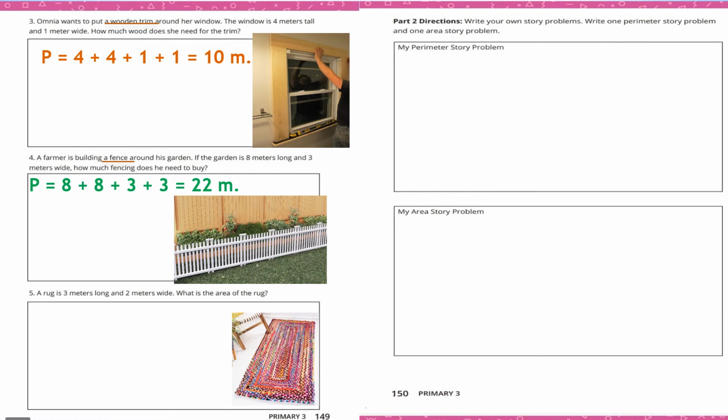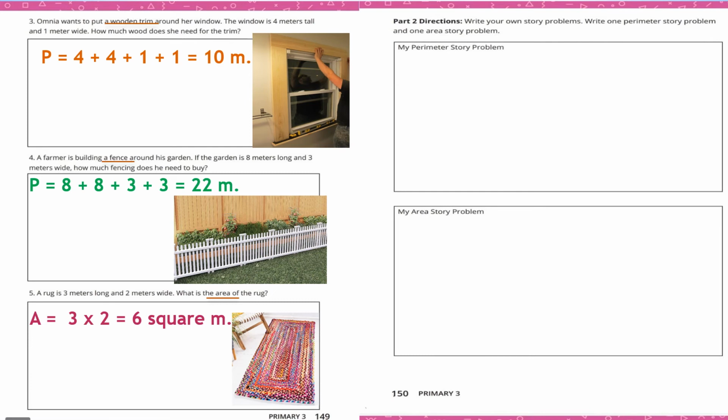Number 5, a rug is 3 meters long and 2 meters wide. Like this in the photo, we have a rug here. Its length is 3 meters and width is 2 meters. What is the area of the rug? Here, area equals 3 times 2, which equals 6 square meters.